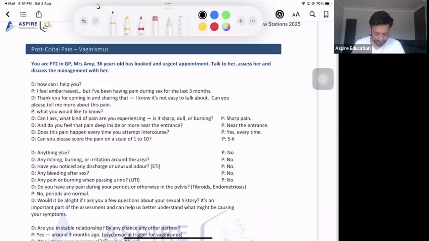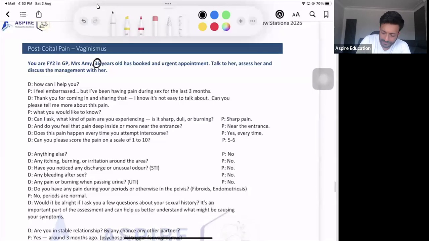All right, the next one. Post-coital pain, vaginismus. All right, so scenario is your FY2 in GP. Patient is 36 and has booked the urgent appointment. Talk to the patient, assess the patient, and discuss the management with the patient. So how can I help?